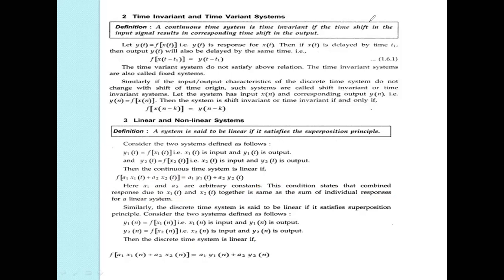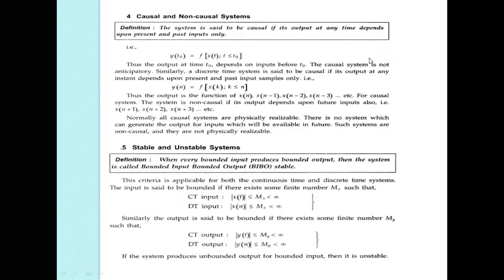Okay. Coming to the fourth one, causal and non-causal. What is causal? A system is said to be causal if its output at any time depends upon the present and the past inputs, x of n and x of n minus 1. If it depends upon the future input, then it is called a non-causal system. x of n, x of n minus 1, n minus 2, n minus 3, all combined, is nothing but a causal system. If any one input like x of n plus 1 is there in the function, it is a non-causal system.